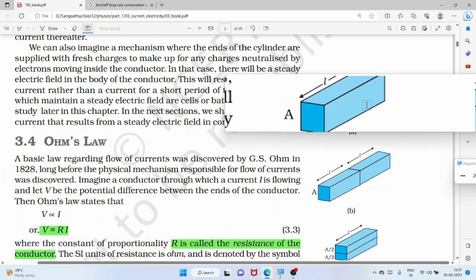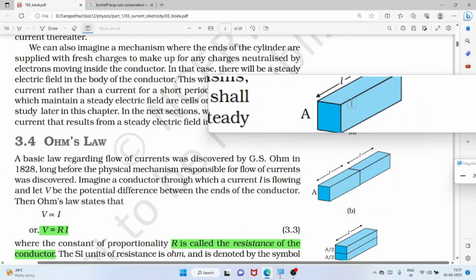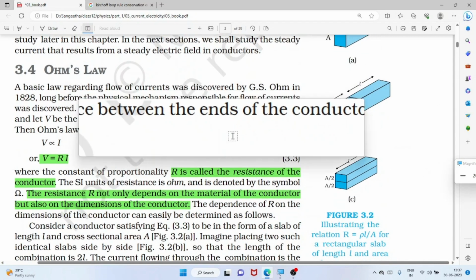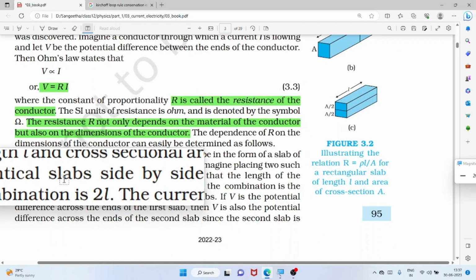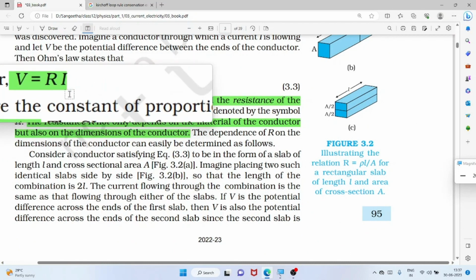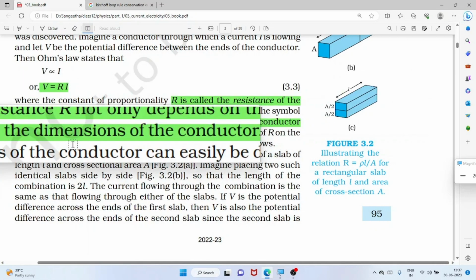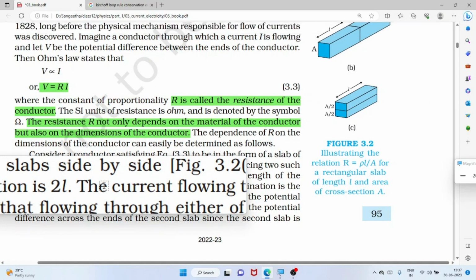Here it is given pictorially how the resistance varies with the dimensions, with the cross section and with the length. Ohm's law: V equals R I. V is the voltage, R is the resistance of the conductor, and I is the current. Resistance means opposing the current flow.